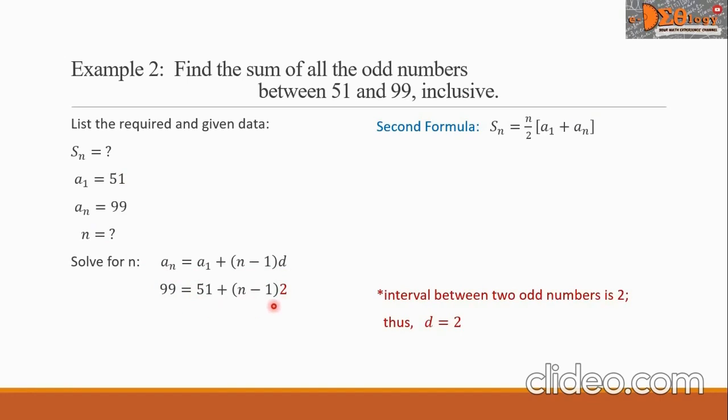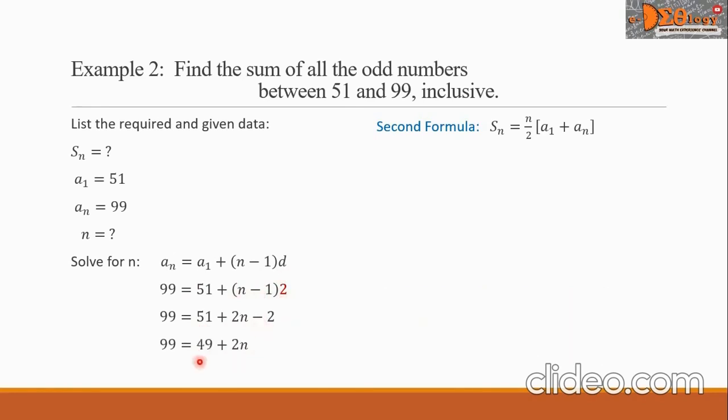Let us simplify this equation, then solve for n. So on the next line, we will multiply this number 2 to n and to negative 1. So we have 2 times n is 2n, 2 times negative 1 is negative 2. And then this 51 and the negative 2 can be combined together as 49. So we just copy this positive 2n and the 99 on the left side.